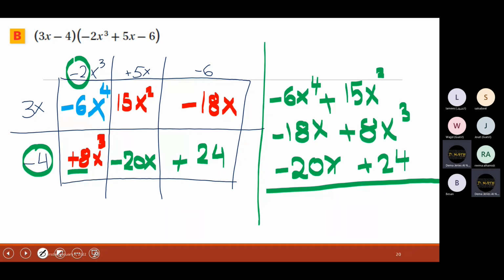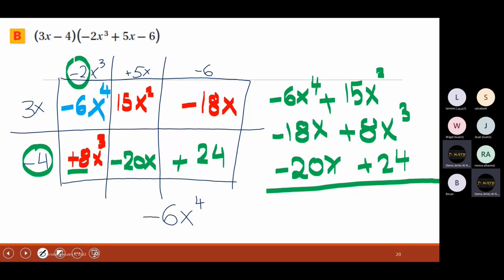The grade 8, sorry, do you have another term like x to the power of 4? No. So you keep it as negative 6x to the power of 4.